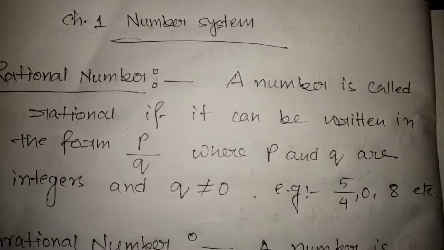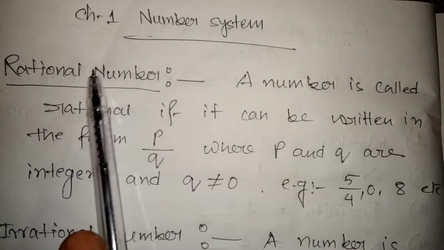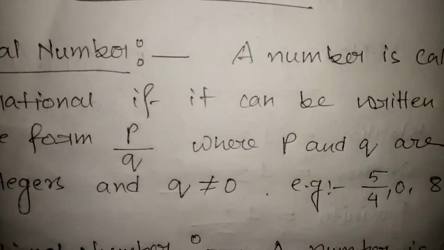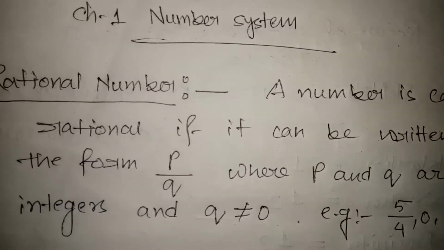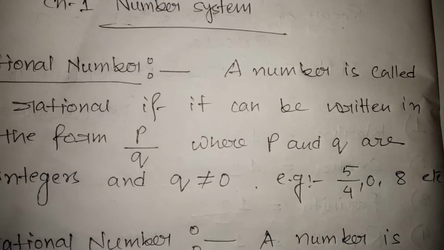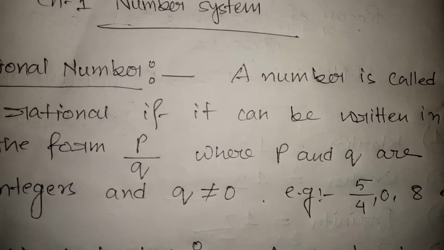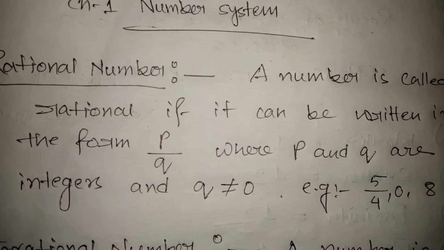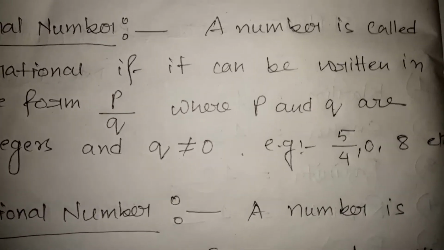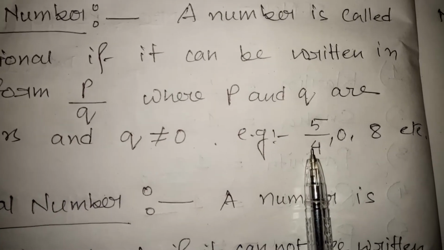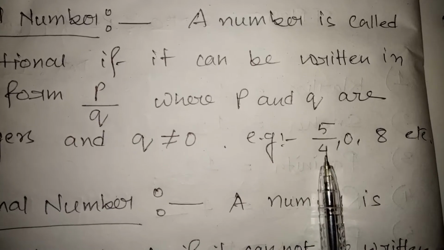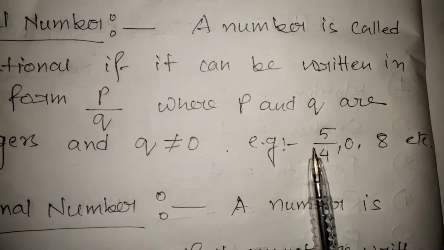So in this video we'll be discussing the first chapter, number system, and the first topic is rational number. A number is called a rational number if it can be written in the form p by q, where p and q are integers and q is not equal to 0. That means if you can write it in the form p by q, like 5 by 4, then it will be called a rational number.